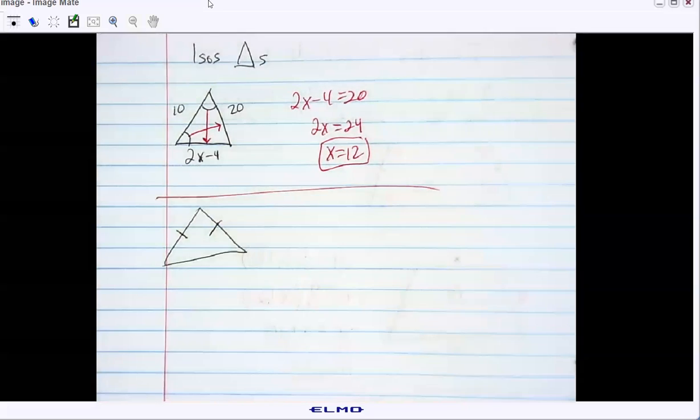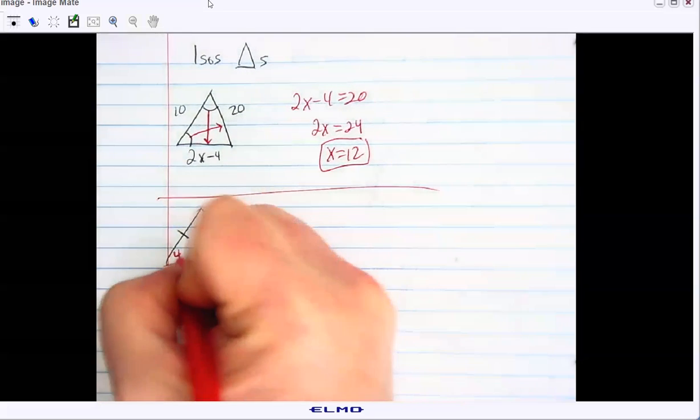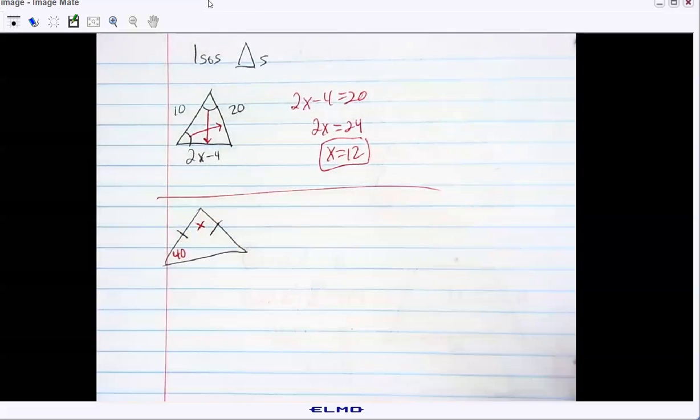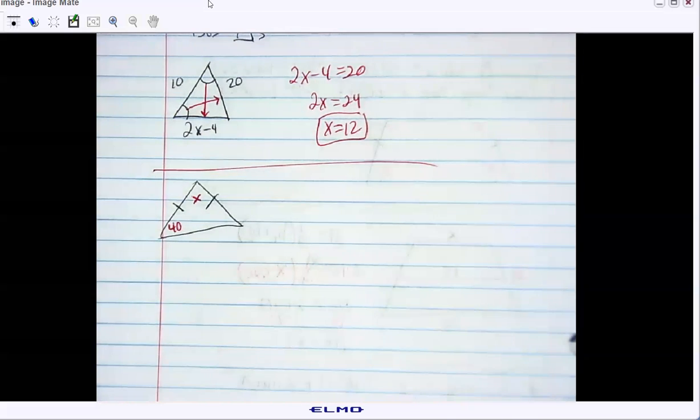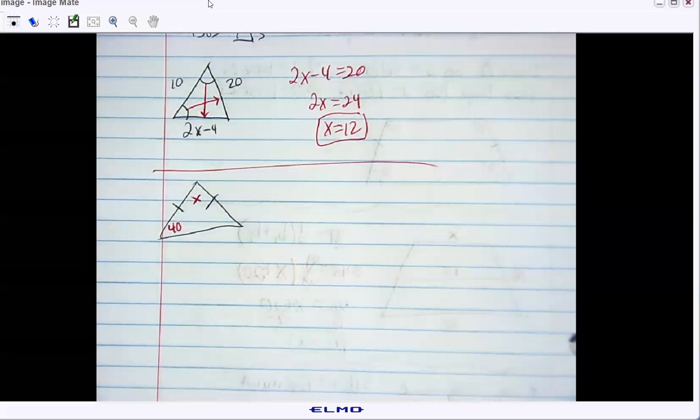I'm going to tell you these 2 sides are equal, and the angles are 40 and x. So now we need to find x. My first question to you would be, which 2 angles are equal? The 40 and x, the x and the blank one, or the 40 and the blank one? Which 2 angles would be equal? The blank one. Very good.